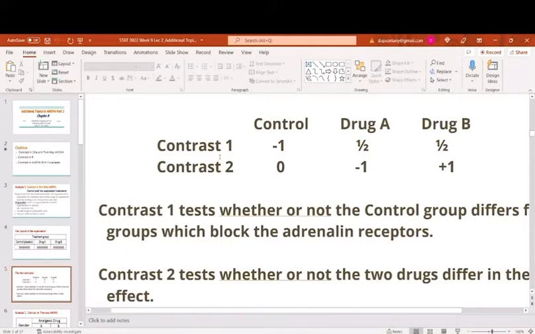Okay, and if they have 4 levels of this, it's going to be 1/4, 1/4, 1/4, 1/4, and this is going to be -1. Okay, that is how we assign the contrast weight.